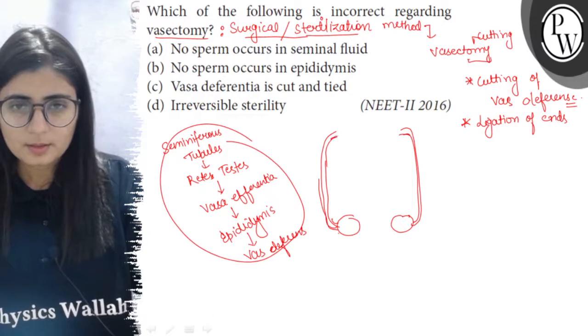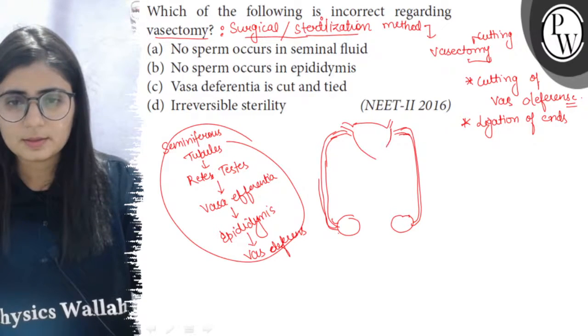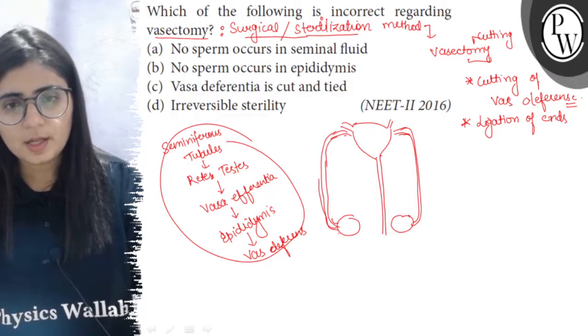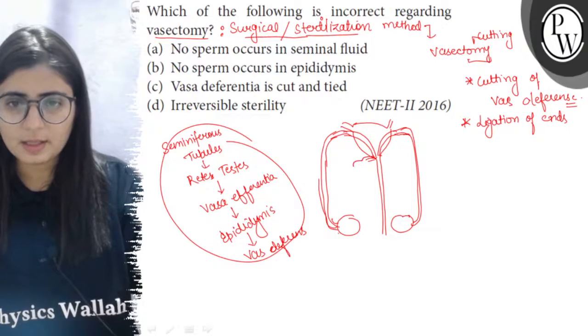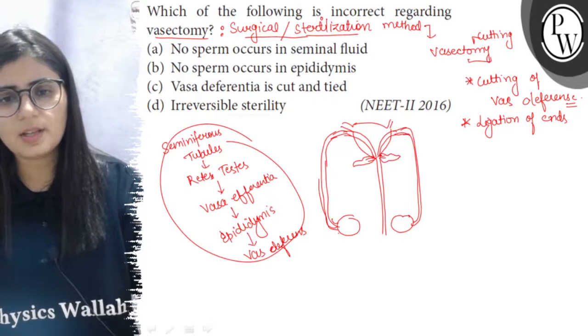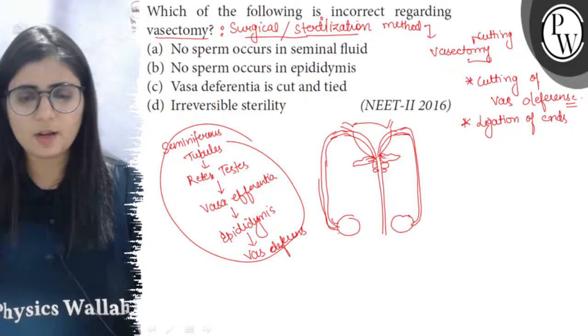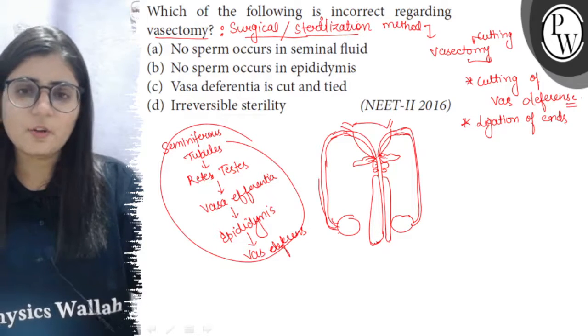Now these vas deferens, they loop over the urinary bladder. So this is urinary bladder, which opens into the urethra. This is urethra. Now these open into the urethra, but before joining the urethra, they join with the duct of seminal vesicles, which are the male accessory glands. Here there is prostate gland and these are Cowper's gland. So this is the male urethra. So this is the structure of male's reproductive system.